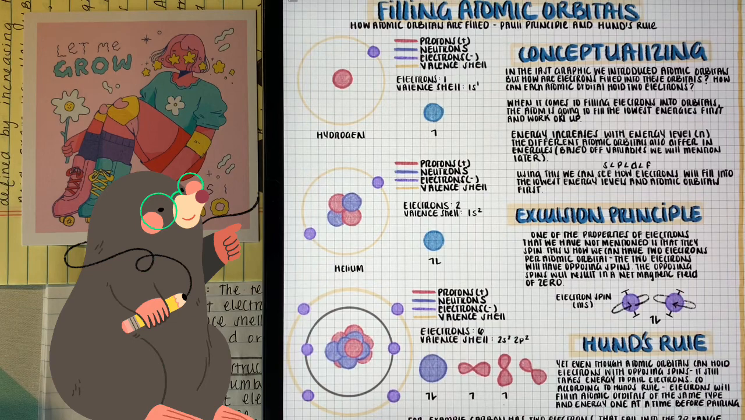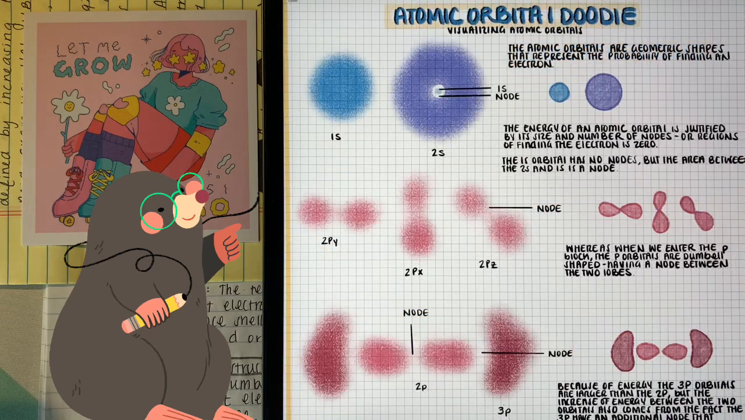So after helium, now we're talking about lithium. Lithium is going to introduce the second energy level. Since the s orbitals can only hold 2 electrons, after we filled the 1s, we're going to start moving to the 2s. I know previously I talked about how the p orbitals get introduced in the second energy level, but there's a reason why we start filling in the 2s before the 2p.